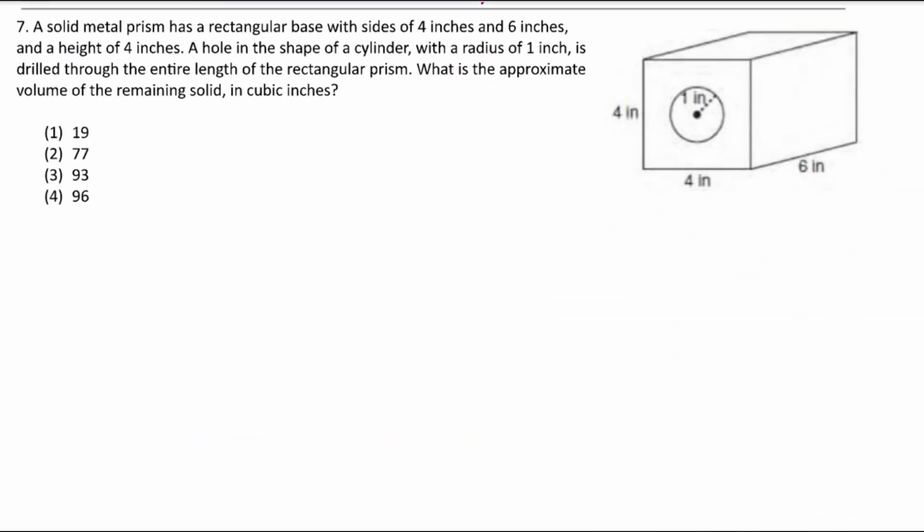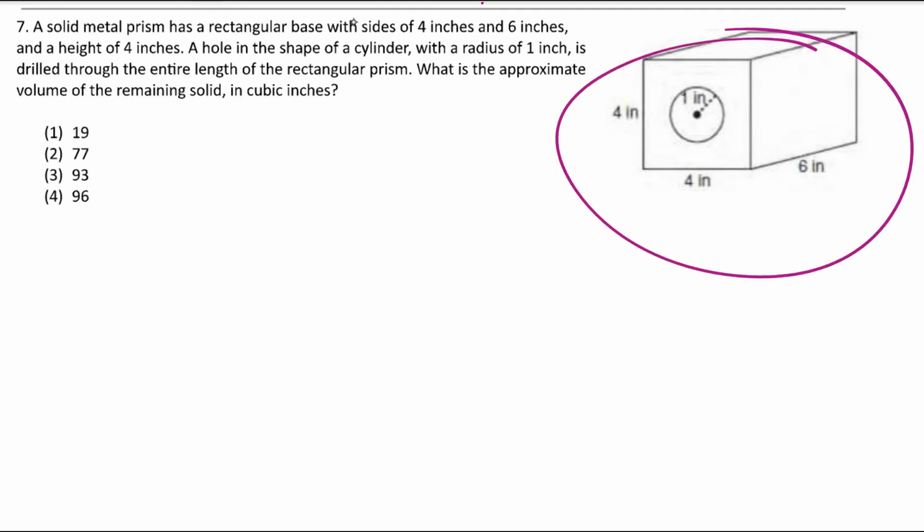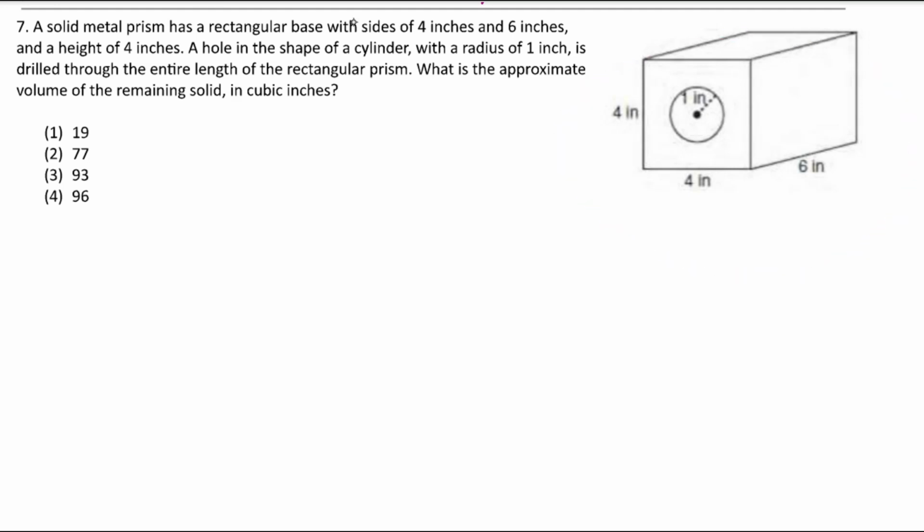Number 7. A solid metal prism has a rectangular base with sides of 4 inches and 6 inches, and a height of 4 inches. And those are all measured in the diagram already. A hole in the shape of a cylinder with a radius of 1 inch is drilled through the entire length of the rectangular prism. What is the approximate volume of the remaining solid in cubic inches? Well, I started with a rectangular prism, and then I took out a small cylinder from the middle. So if I could find the volume of both of those pieces and then subtract them, I'd be good. I'll start with the rectangular prism, because that's a little bit easier to see.